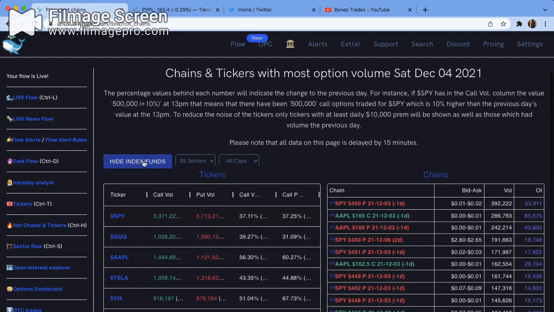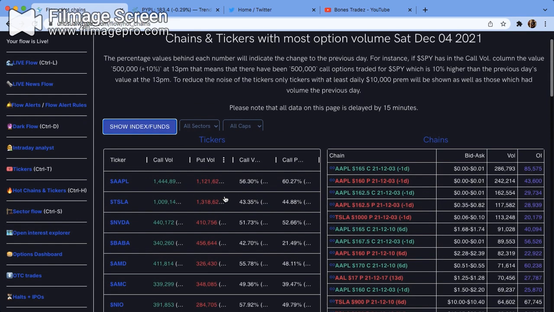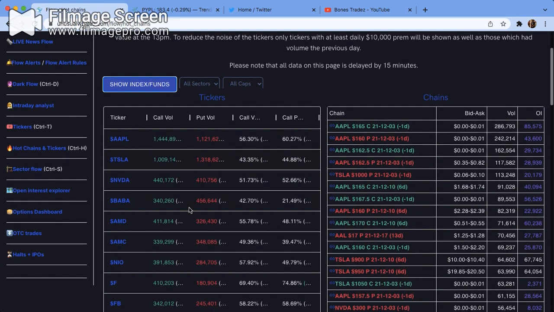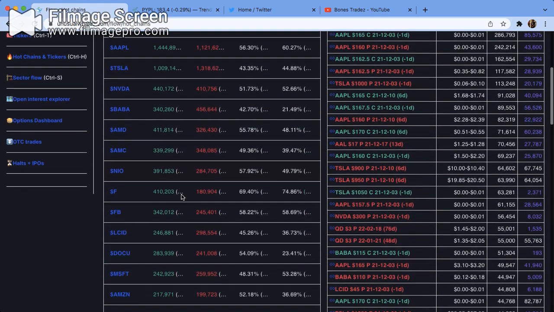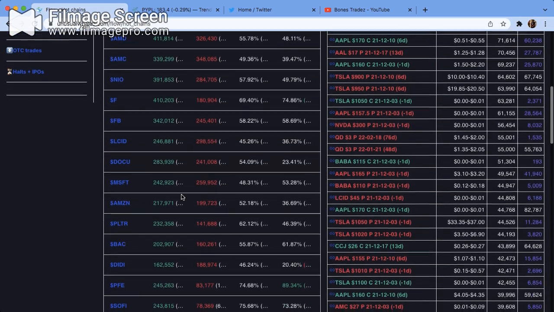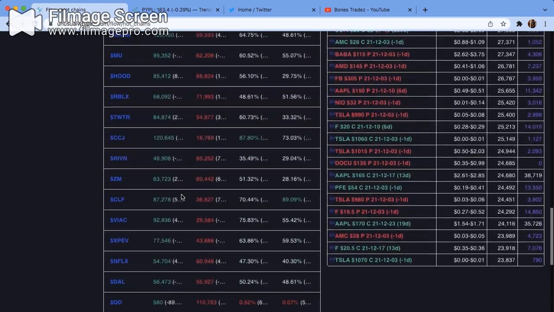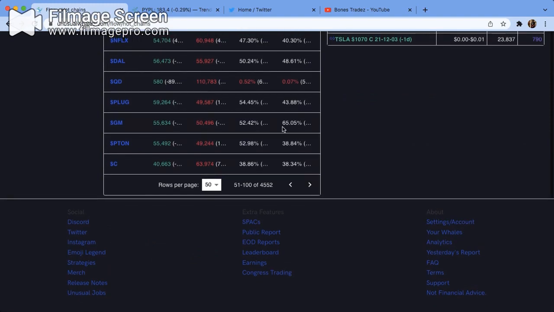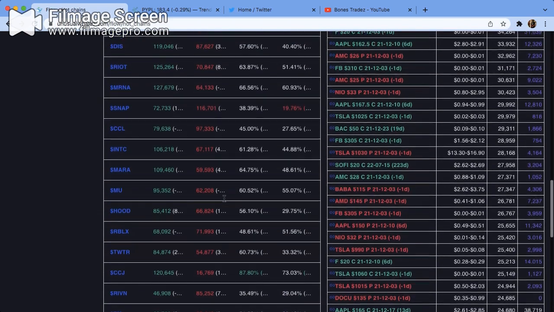Personally, I hide the funds. I do trade SPY almost daily, but those levels and the volume are always pretty good, so I'm able to do that. All right, the first thing I'm going to do is look through these first 50 tickers here, and I'm going to try and stay within the 50 to 100, so the first two pages. But what I'm looking for here is just stuff that sticks out.